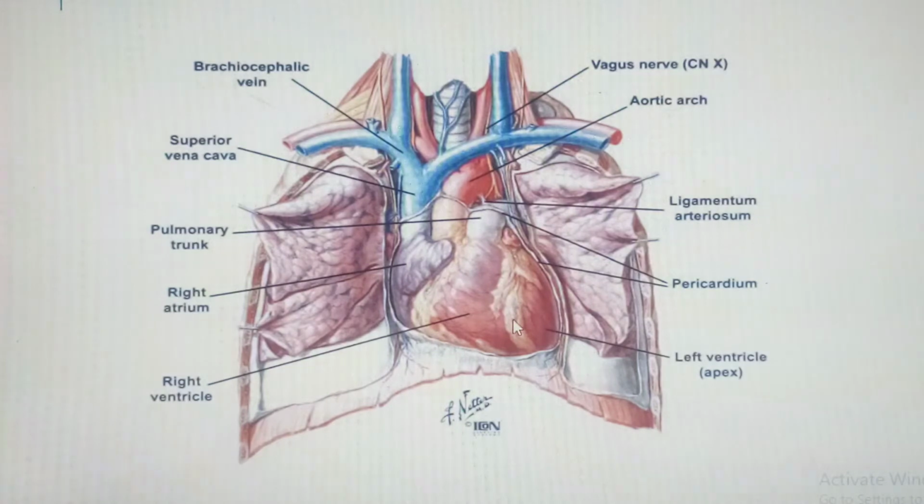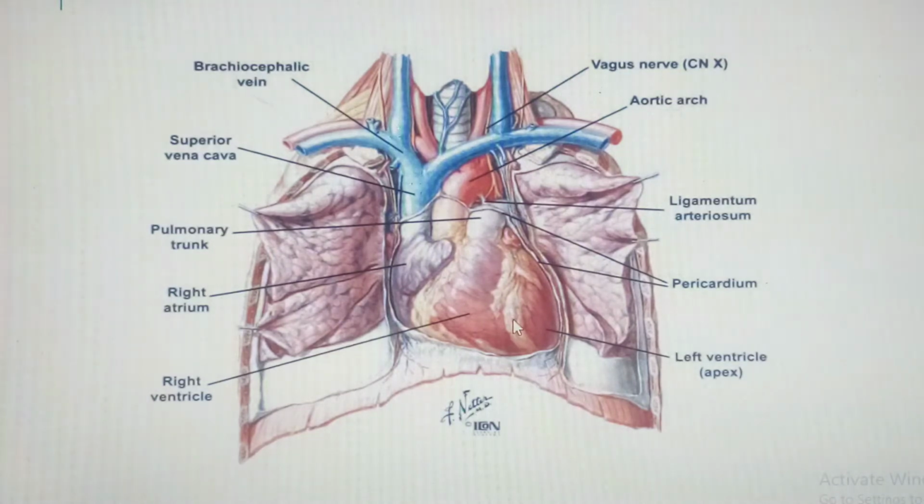But usually we say that if it beats below the lower border, then there is what we call bradycardia. And when it beats faster than the upper limit, then we say there is tachycardia. Now in the living, this heart is brownish red in color.